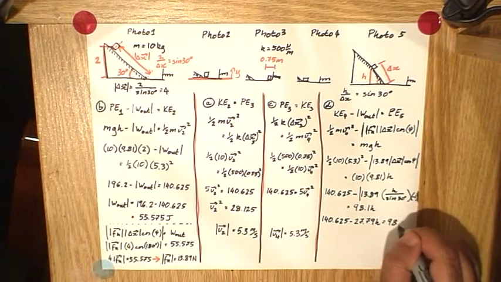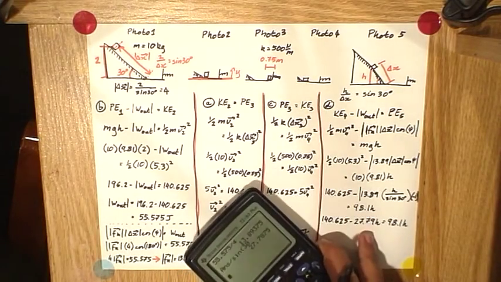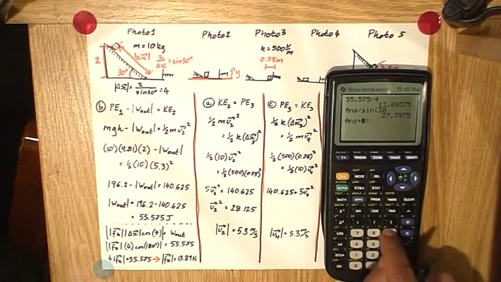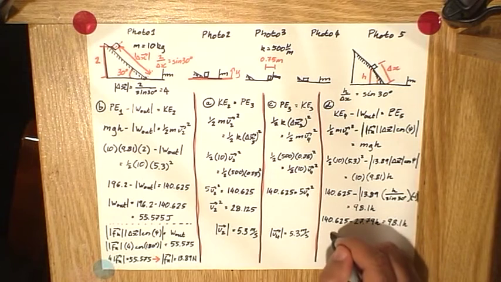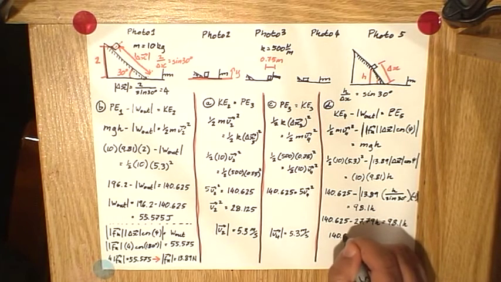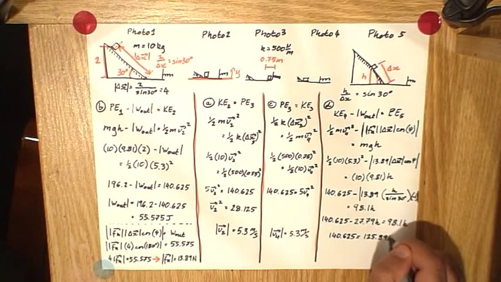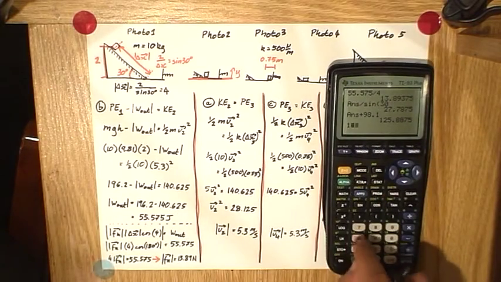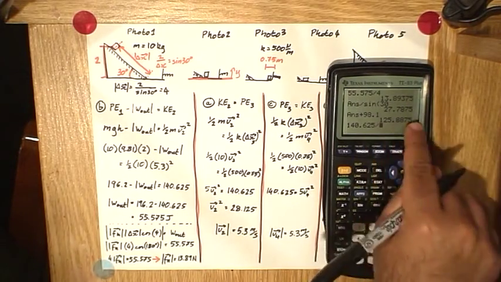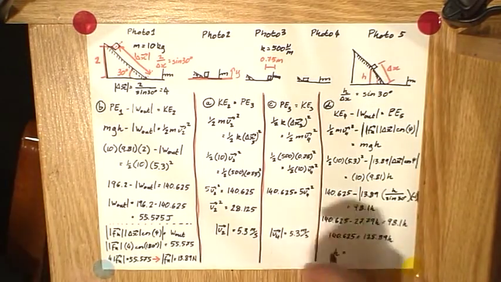Equals 98.1 times the height. So, add 27.7h to both sides. That's 125.8. So now we have 140.625 is equal to 125.89 h. And so the last thing is to solve for h, which is 140.625 divided by 125.8, which is 1.12 meters.